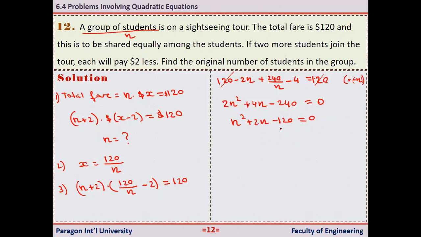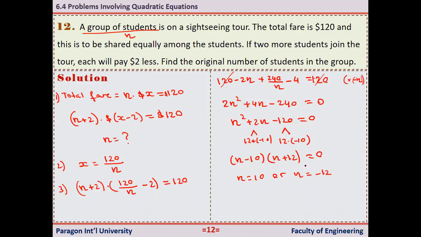Our first attempt is the factorization method. Can we find two numbers whose product is negative 120 and their sum is 2? Those numbers are 12 and negative 10. So we can factorize it as N minus 10 times N plus 12, which is equal to 0. From here, N equals 10 or N is equal to negative 12.